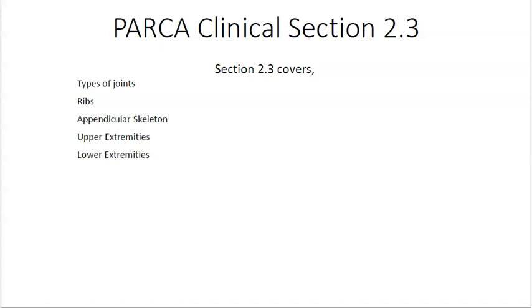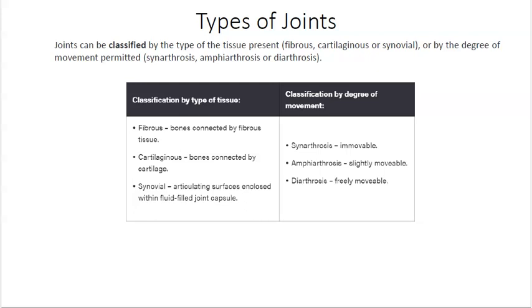Parca section 2.3 covers types of joints, ribs again, appendicular skeleton, upper extremities, lower extremities. Ribs are so important they felt the need to include them twice. Ribs just make me hungry for barbecue.